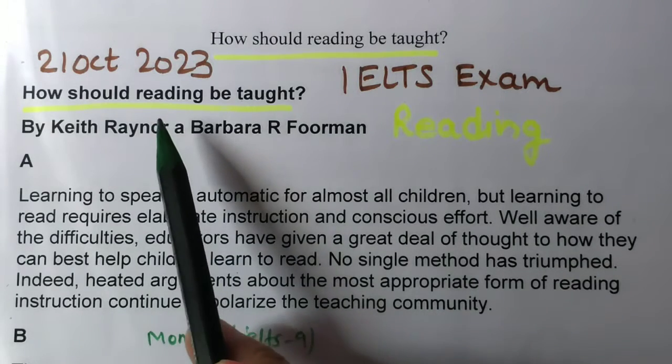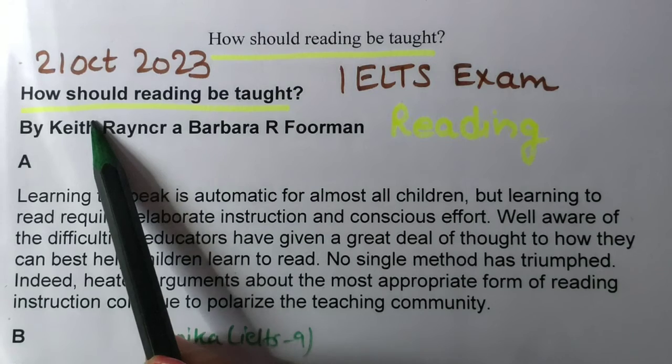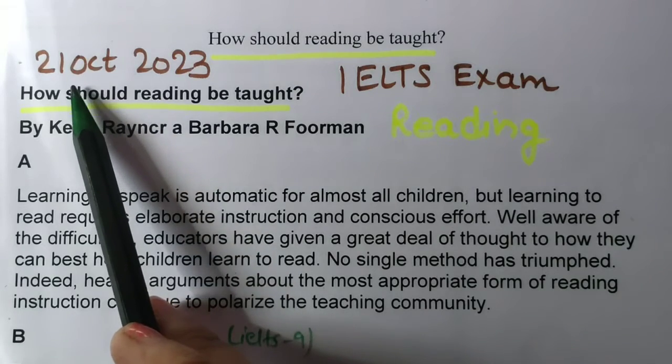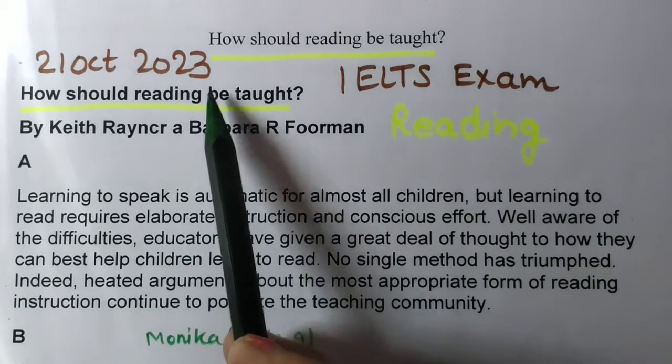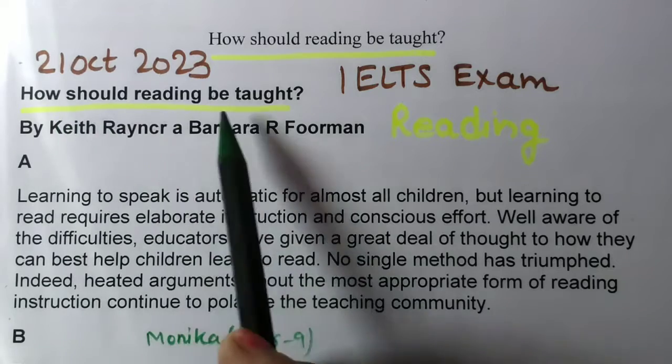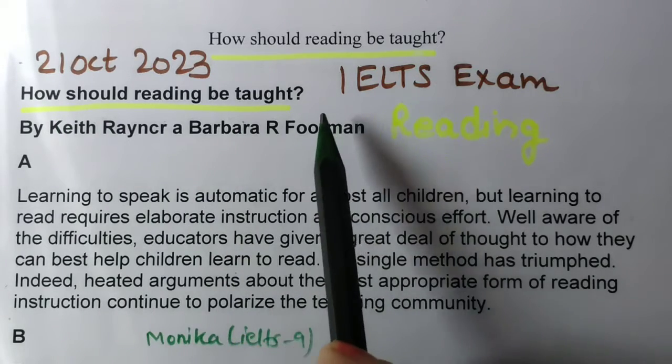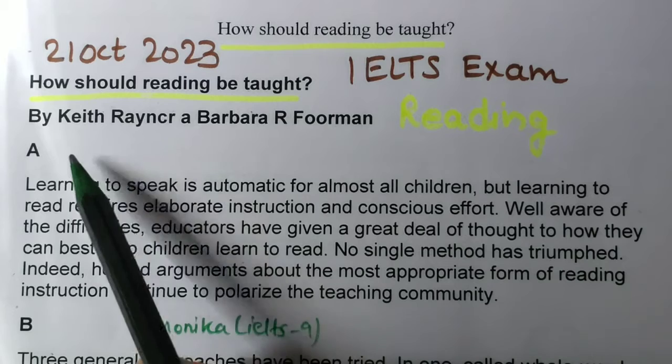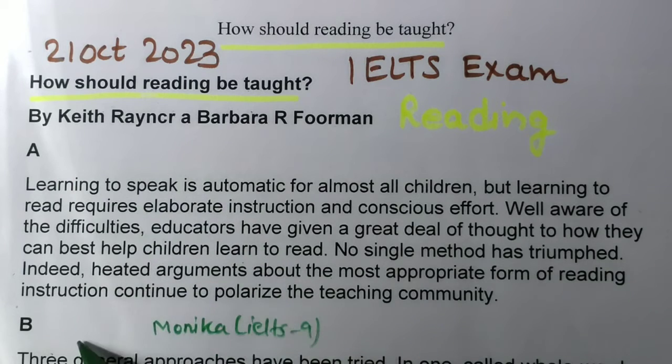Now you can see this. We will be doing this reading passage. That reading was also part of 21st October 2023. So how should reading be taught? This is the reading title, and of course you can see the small paragraphs are there.